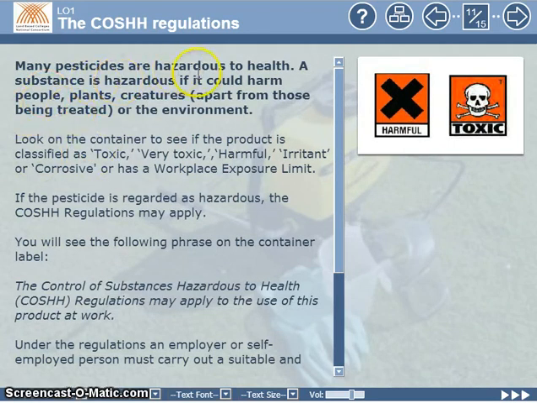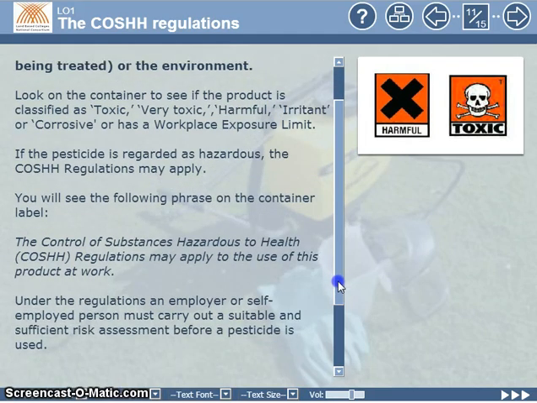Many pesticides are hazardous to health. A substance is hazardous if it could harm people, plants, creatures, apart from those being treated, or the environment. Look at the container to see if the product is classified as toxic, very toxic, harmful, irritant or corrosive, or has a workplace exposure limit. If the pesticide is regarded as hazardous, the COSHH regulations may apply. You will see the following phrase on the container label: the Control of Substances Hazardous to Health Regulations may apply to the use of this product at work. Under the regulations, an employer or self-employed person must carry out a suitable and sufficient risk assessment before a pesticide is used.